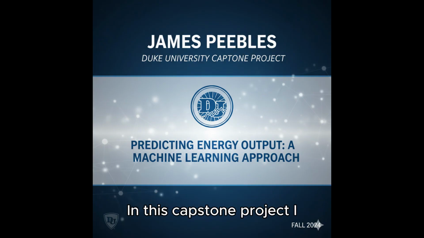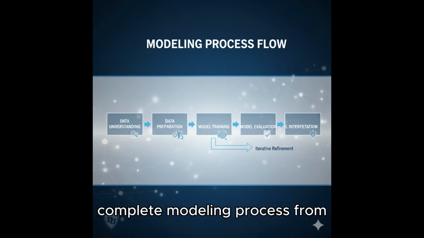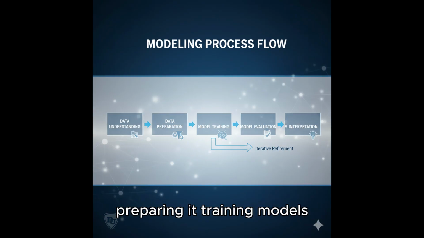In this Capstone project, I built a machine learning model to predict the net electrical energy output of a combined cycle power plant. My approach followed the complete modeling process from understanding the data through preparing it, training models, evaluating them, and then interpreting the results.